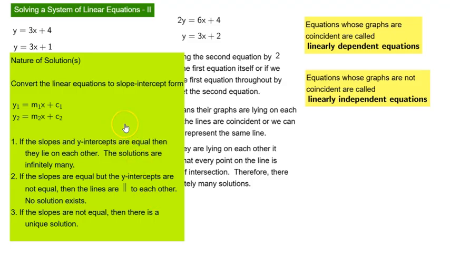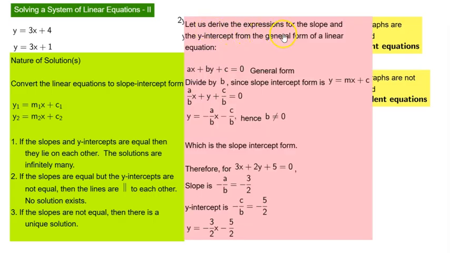Now, the linear equations usually will be given in general form, that is ax plus by plus c equal to 0. So let us derive the expressions for the slope and the y-intercept from the general form of a linear equation. So general form is ax plus by plus c equal to 0. By just looking at this, we should be able to figure out what the slope is and what the y-intercept is. So we divide by b.